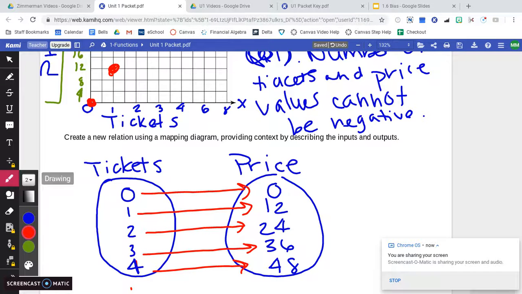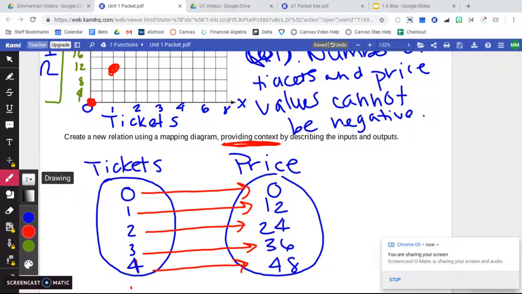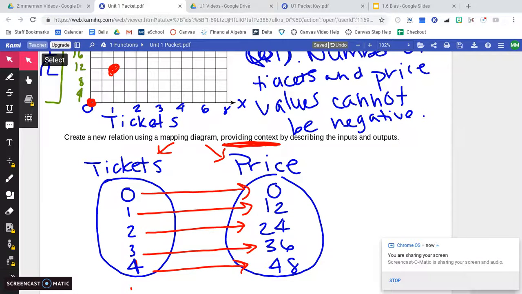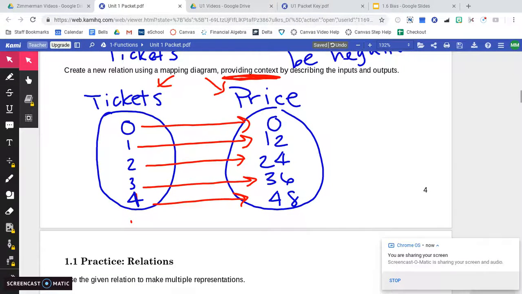And so when it says providing context, again, that's just kind of putting in what are the words about the problem. What do those inputs really represent? Not as numbers, but in words.